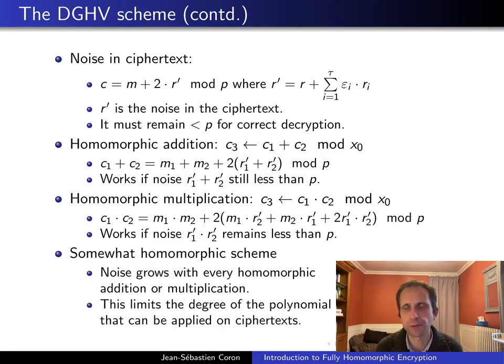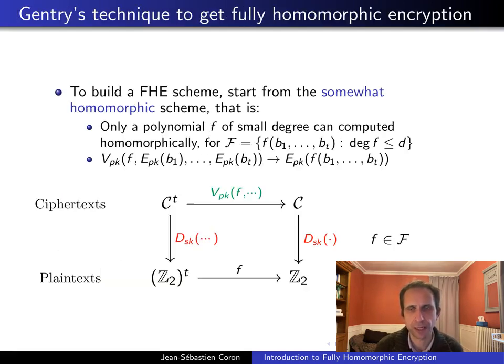So this means that we have not quite obtained a fully homomorphic encryption scheme. We have obtained a partially homomorphic scheme because the noise grows with every addition and multiplication, but that's especially the case for multiplications. And so this limits the amount of multiplications that we can perform. So this limits the degree of the polynomial that we can apply on ciphertexts. So if we can do a maximum of d multiplications, this means that roughly we can evaluate a polynomial of degree at most d on the ciphertexts.